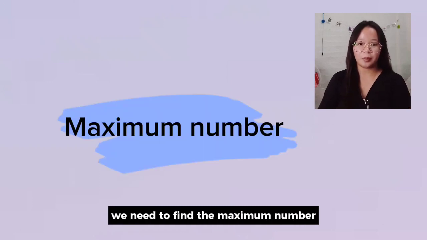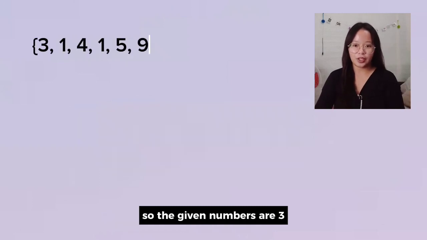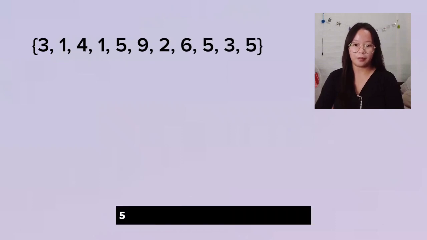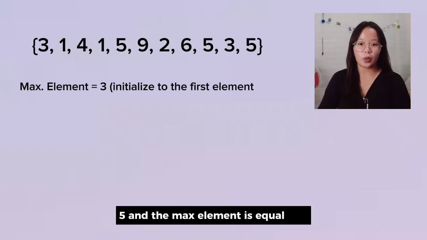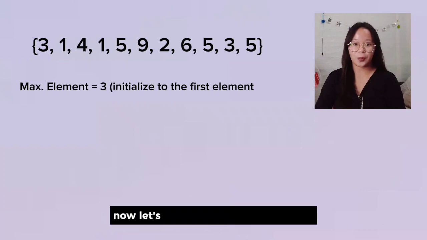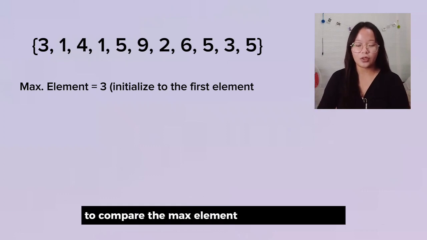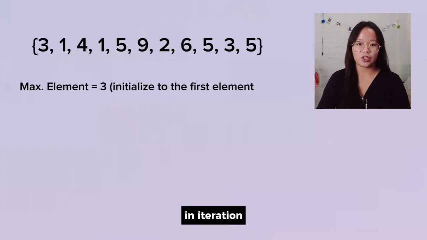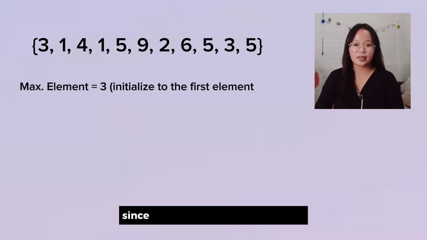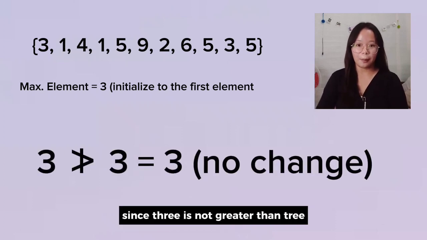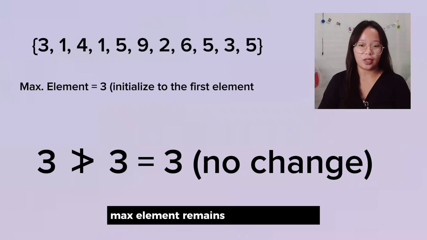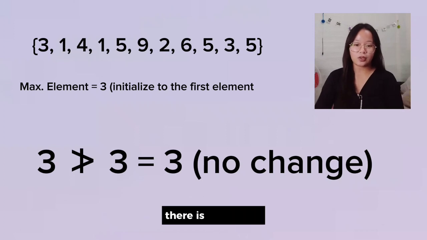In this simple problem, we need to find the maximum number. So the given numbers are 3, 1, 4, 1, 5, 9, 2, 5, and the max element is equal to 3. Now, let's compare these given numbers to find the maximum number. Let's start to compare the max element to the first element in iteration. Since 3 is not greater than 3, max element remains 3. So in result, there is no change.